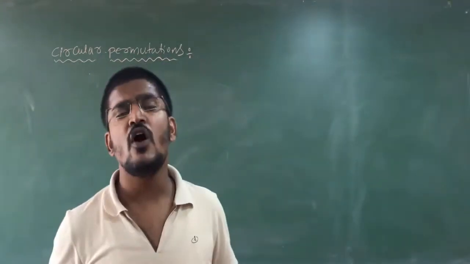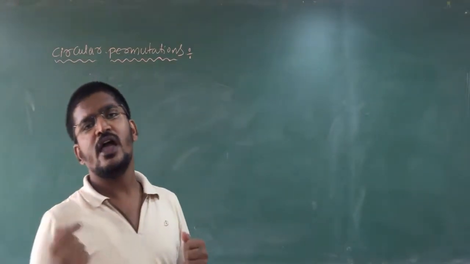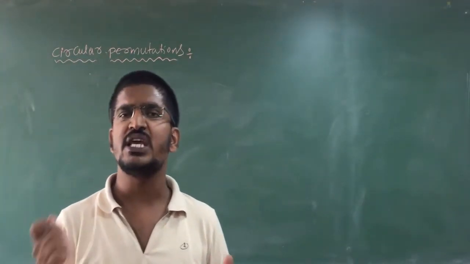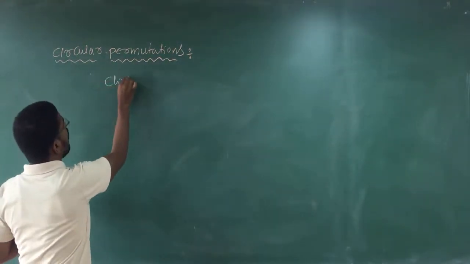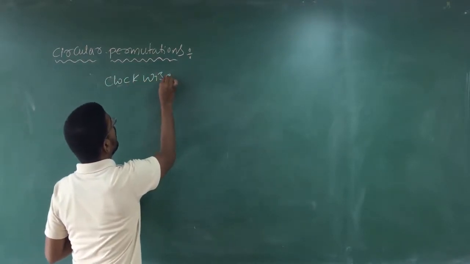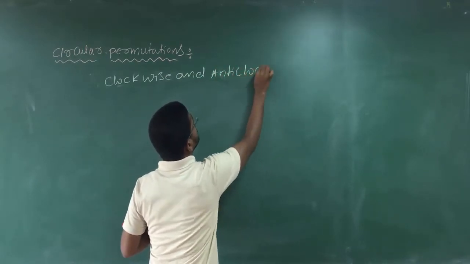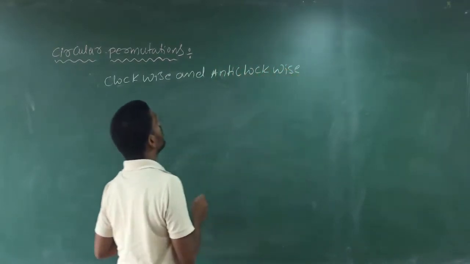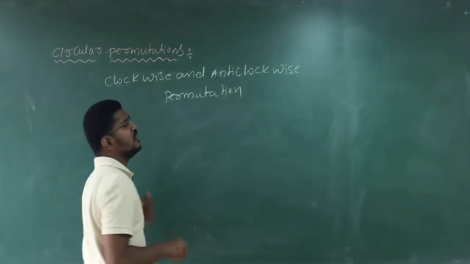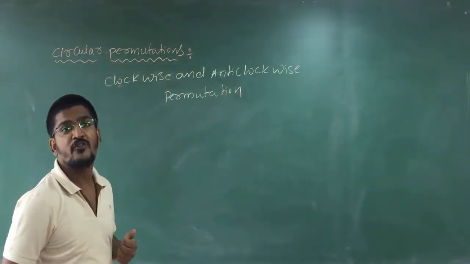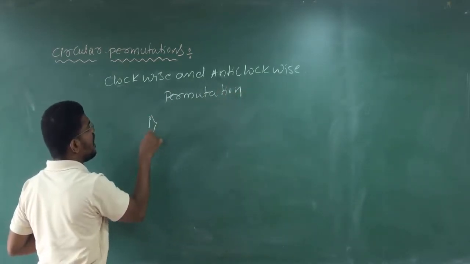Okay students, now you got what circular permutation is. Circular permutation is the arrangement or selection of any objects in circular form by fixing one of the objects. So no problem. Now let us look at clockwise and anti-clockwise permutation. What happens in different types of cases? See, clockwise and anti-clockwise permutations are the same.